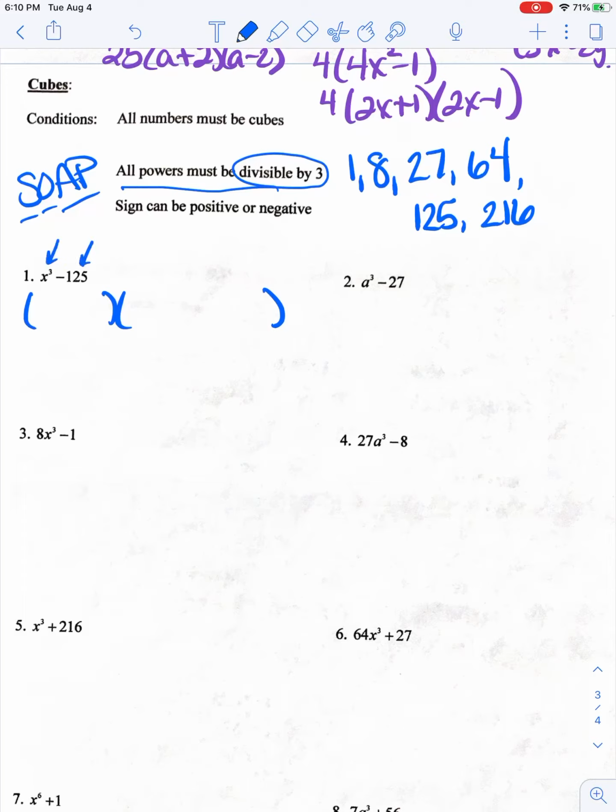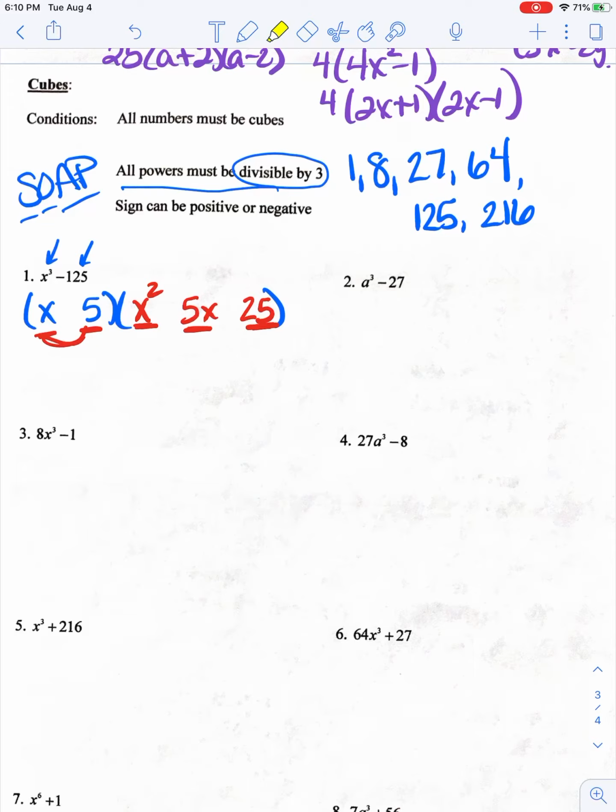What goes in the short is what makes both of these a cube, and that's x and 5. Notice I'm not putting any signs in here at all. Then this spot that goes right here is always this guy squared. This spot way back here is always this guy squared. Then this spot right here are these two multiplied together. Every single time, follow that pattern.